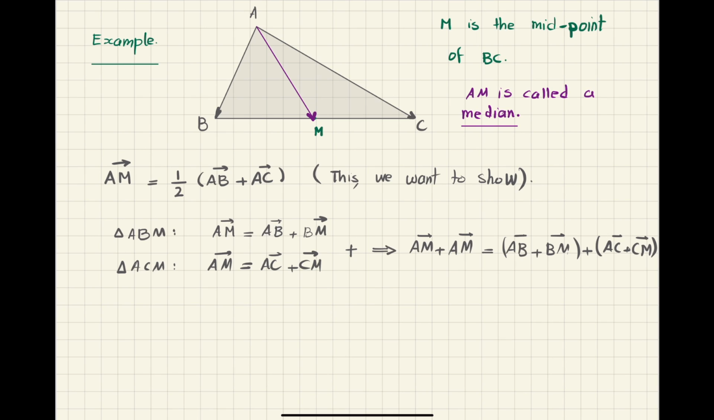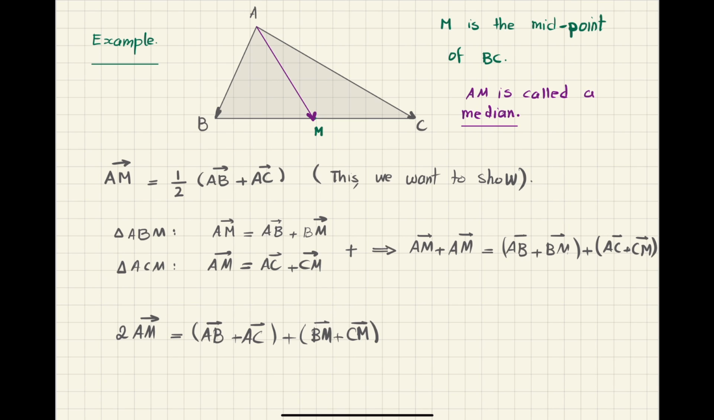But then, you know that addition of vectors is commutative and associative. So it means that if I want to, I can put these two next to each other and put these two next to each other, yes? On the other hand, on the left-hand side, AM plus AM has a better name. What is that name? It's 2AM, yes? We just learned about multiplying a vector by a number. On the right-hand side, I will write AB plus AC, and then I will have plus BM plus CM.